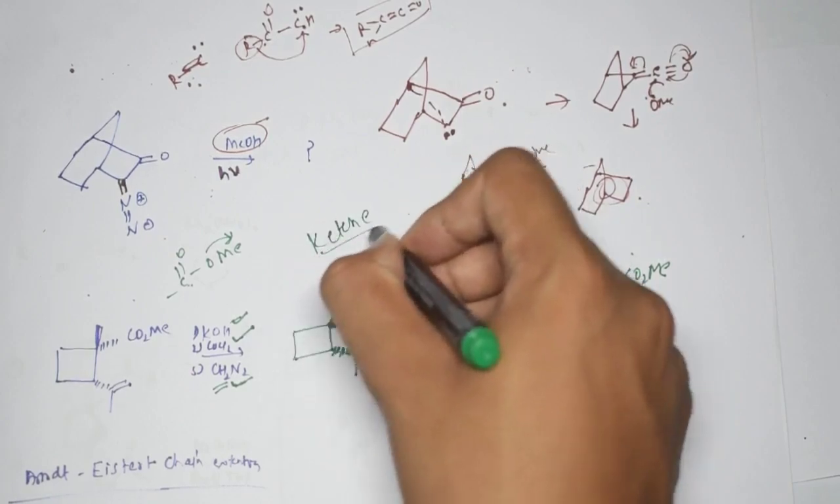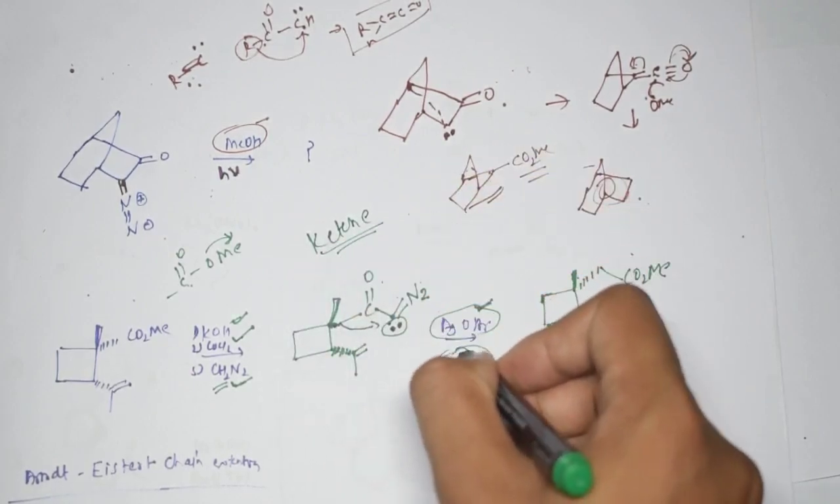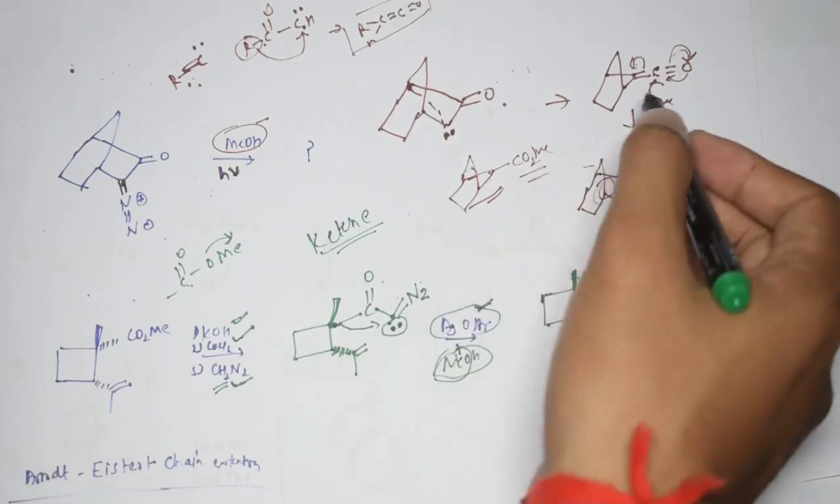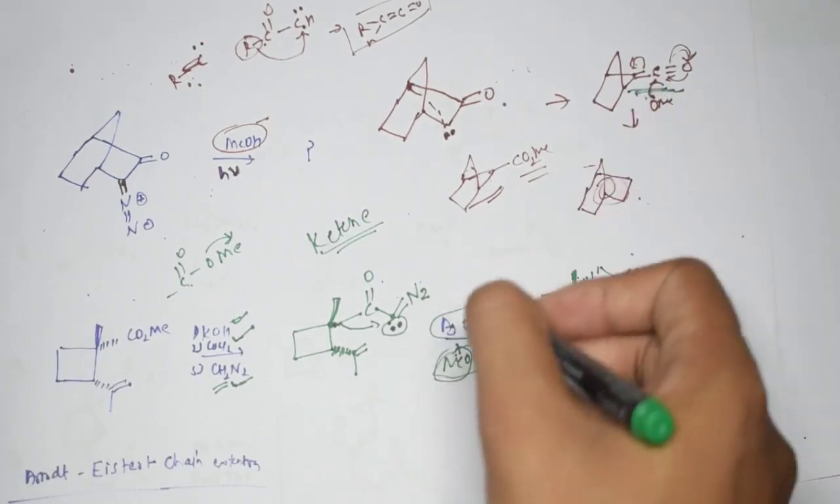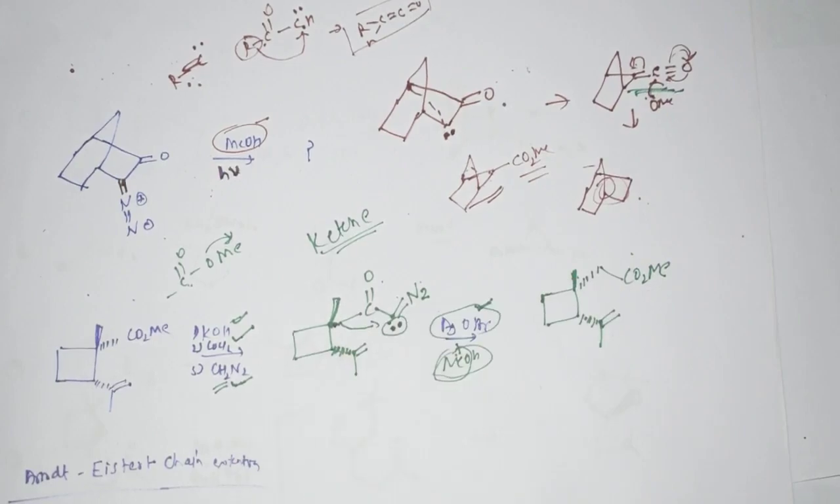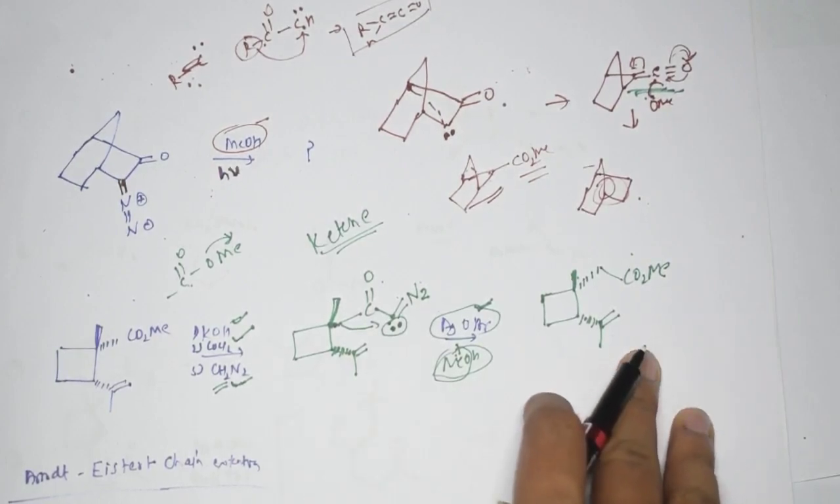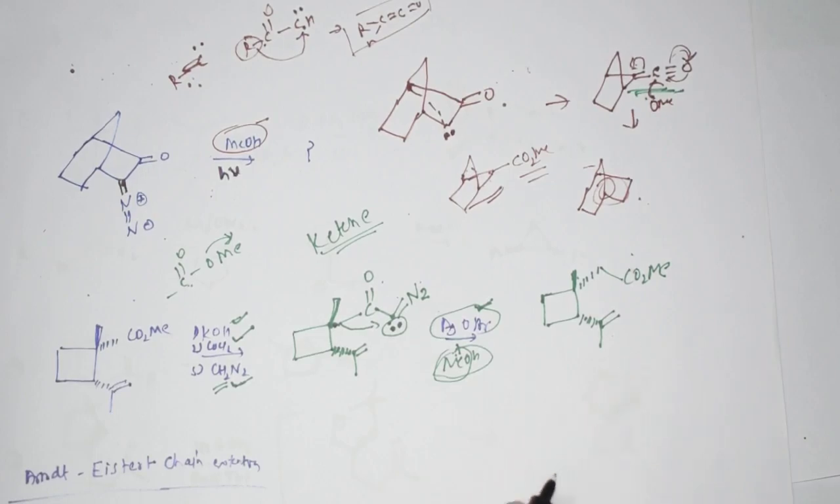Once the ketene is formed, and we have this MeOH, this MeOH will again attack like this. This MeOH will attack over here, and that is going to form this product which you can see in this case. So this is actually how the process takes place.